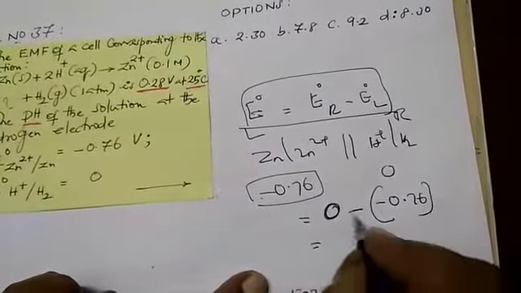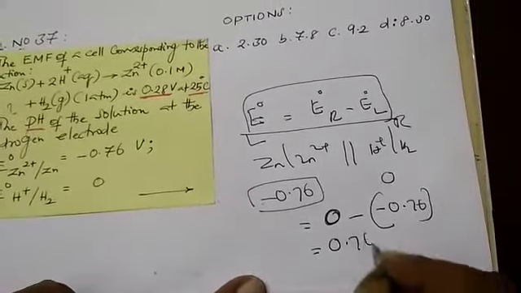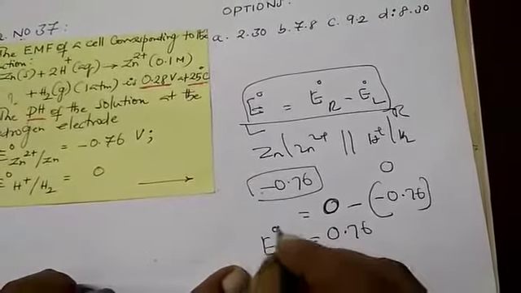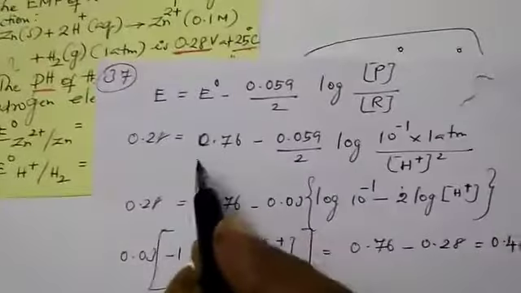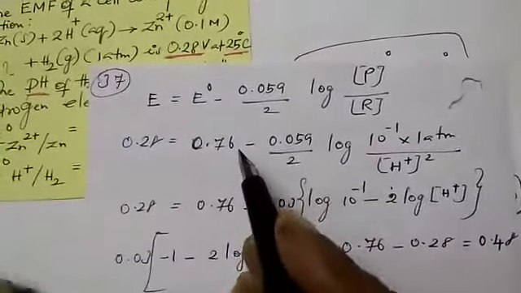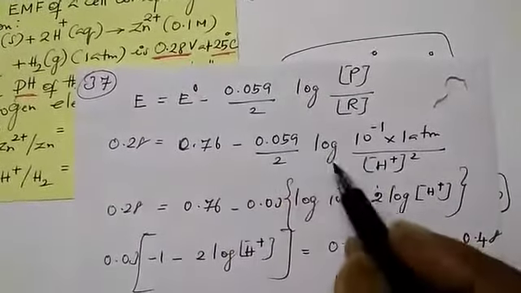Now your answer is minus into minus plus 0.76. What is this? It is the E naught of the cell, which you have to calculate. That value I am putting here, plus 0.76, the E naught value, minus that is log of.